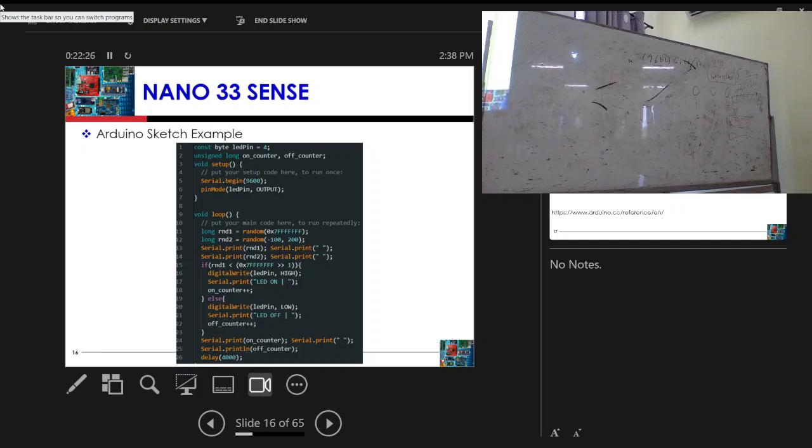You declare what? Const byte letBin is equal to 4. What is the variable we're declaring? letBin, fine. Now, what is the byte here? Data type, right? And a byte is what? 8 bits. So I'm creating space in memory, 8 bit space in memory, and I'm storing letBin.